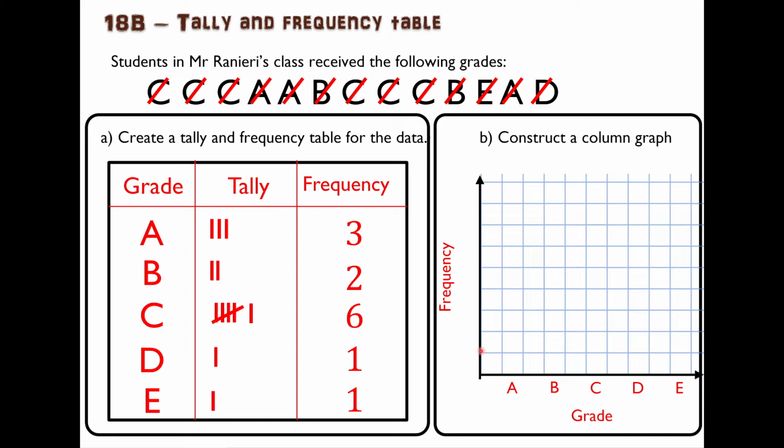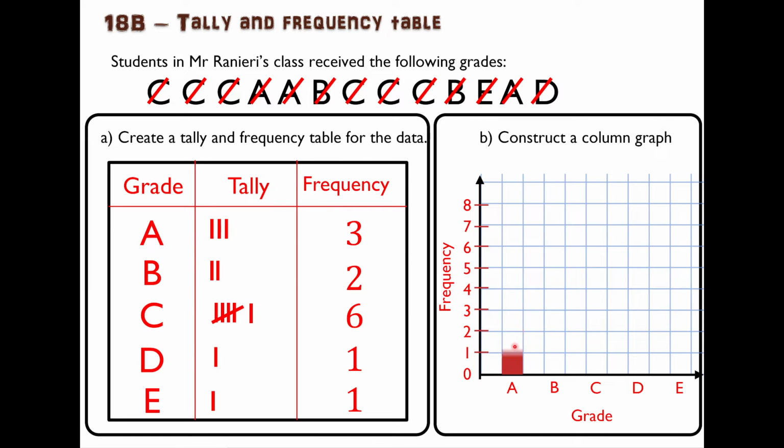Maybe sometimes you can go up in ones. 1, 2, 3, 4, 5, 6. That looks pretty good because it uses most of the space. So I'm going to go up in ones. I'll put my tick marks. Notice that I go up in equal increments, up by 1 every time, and that the spacing between them is equal as well.